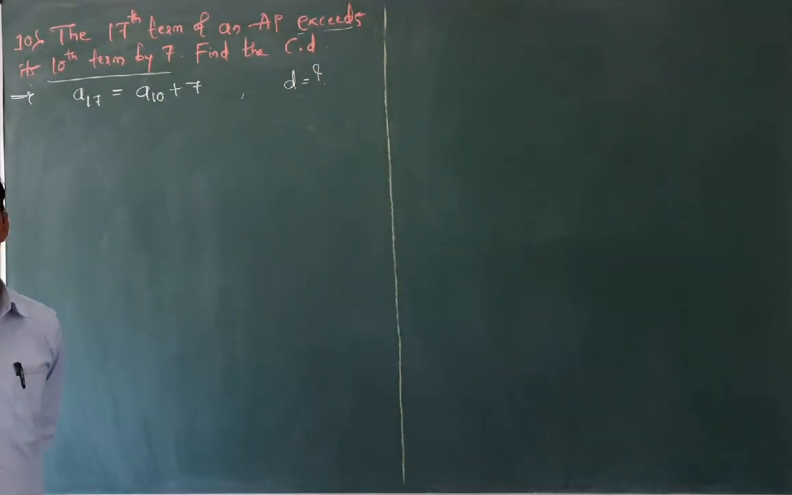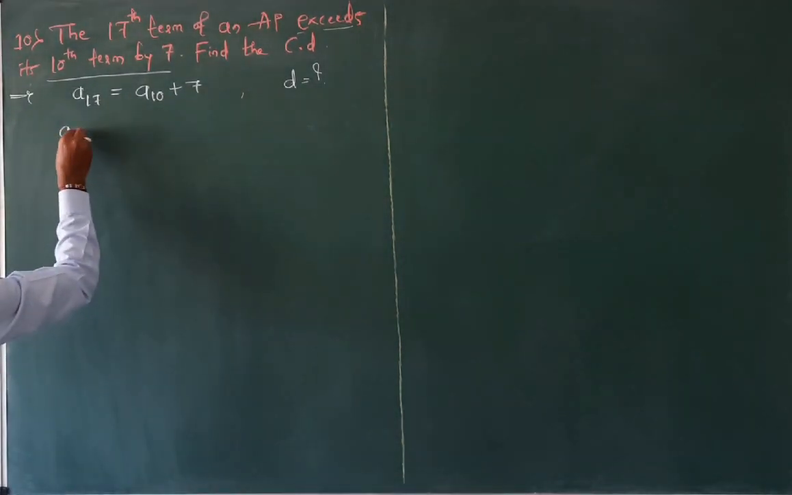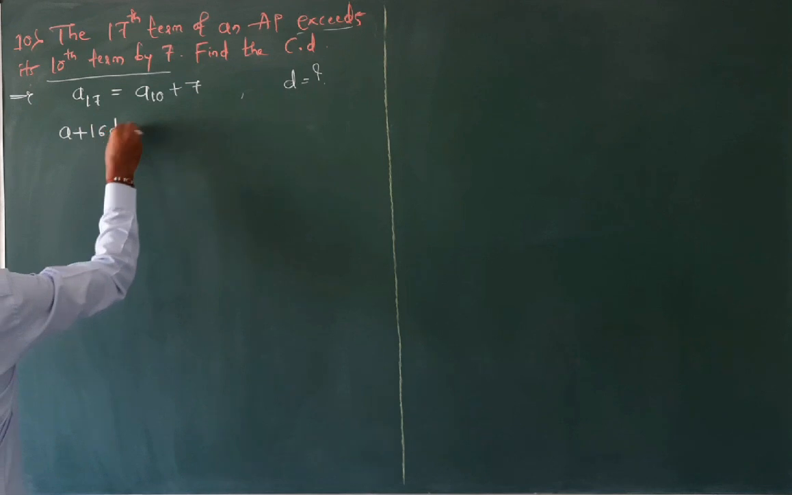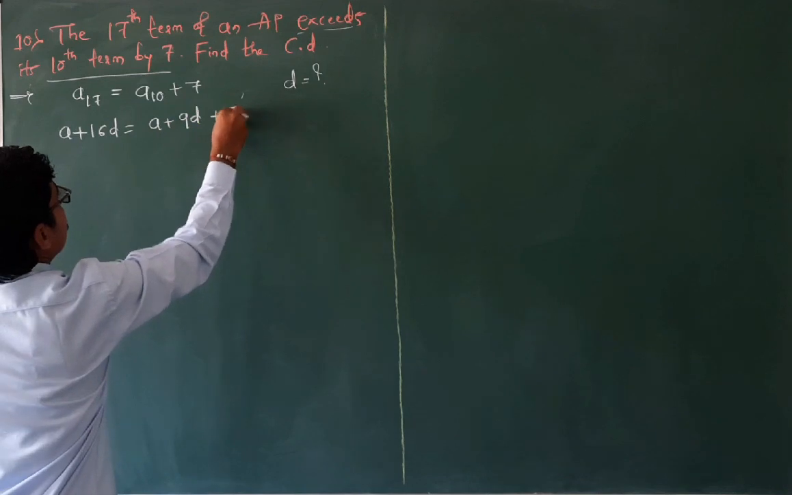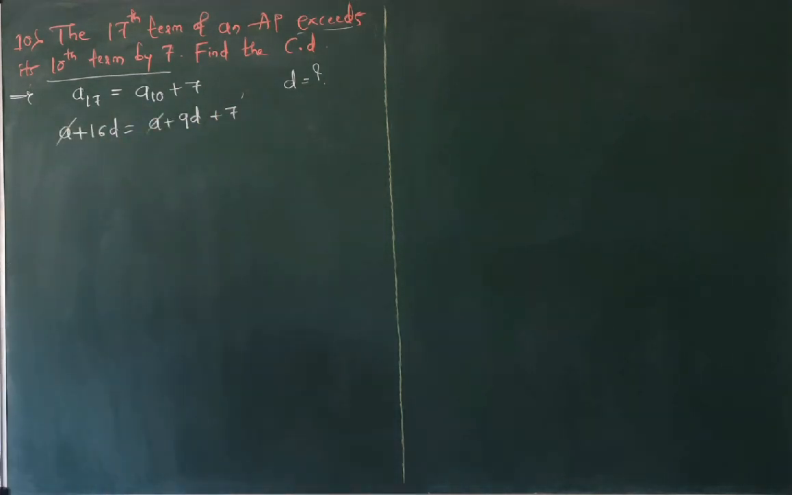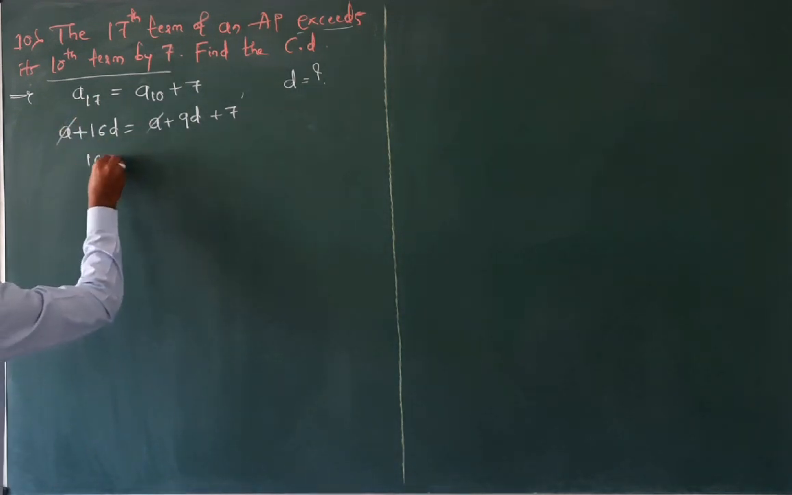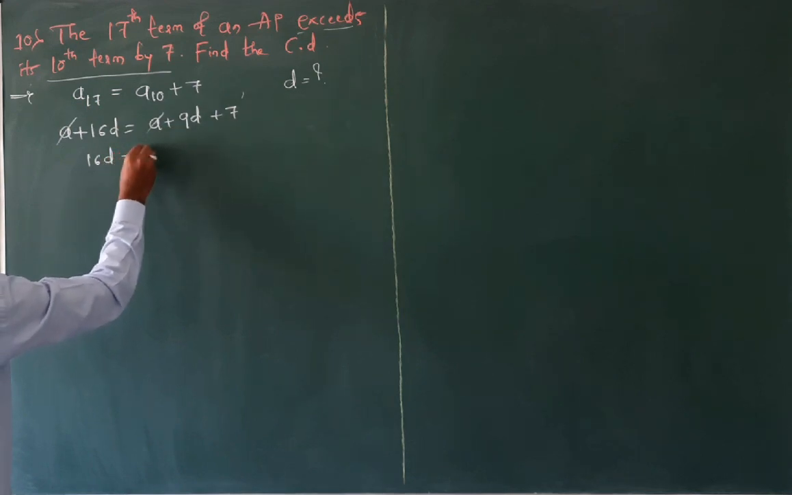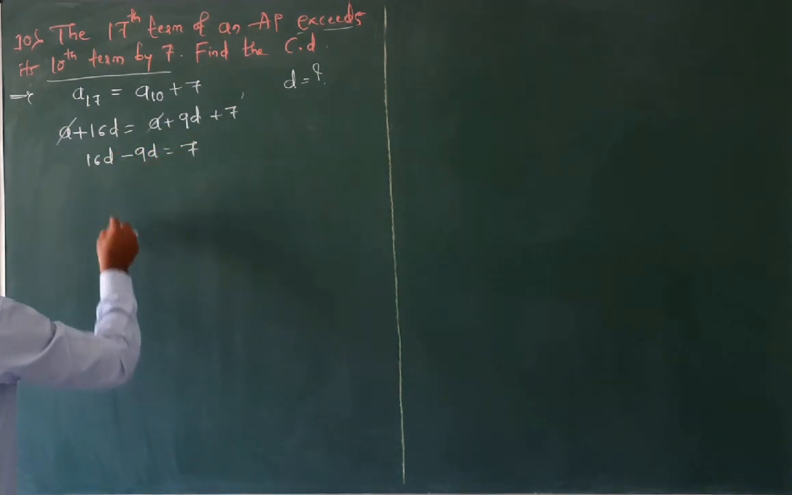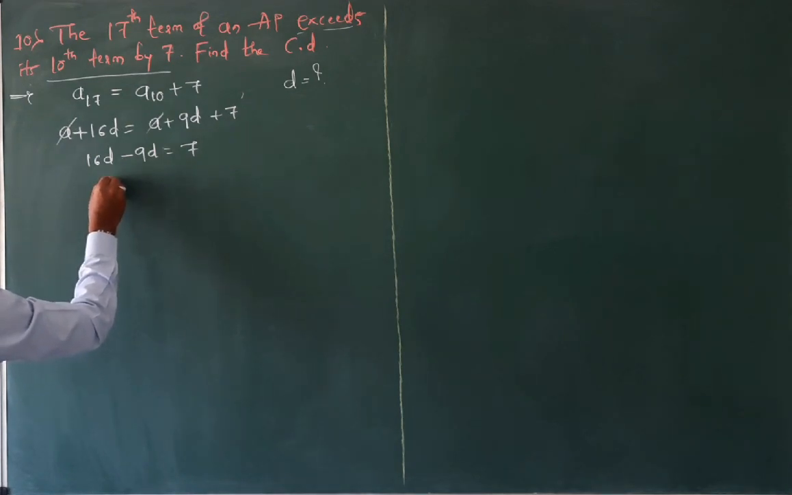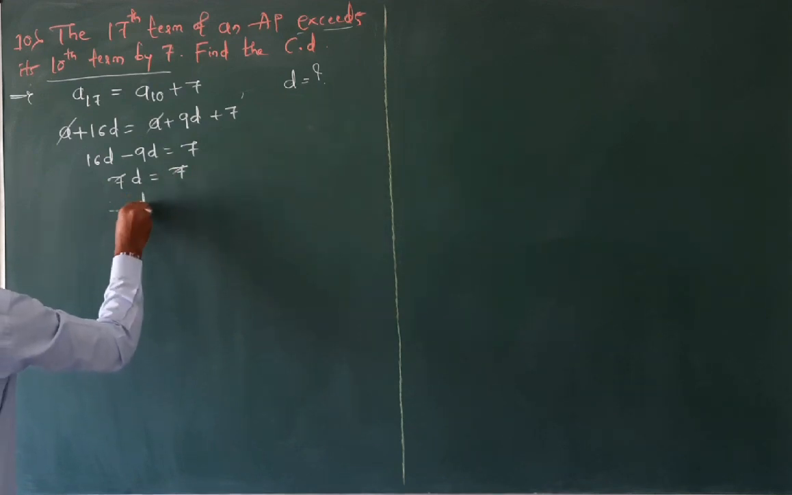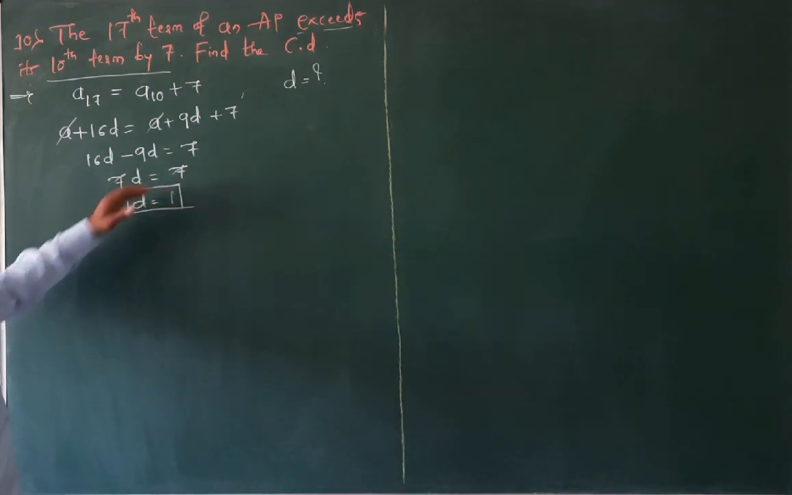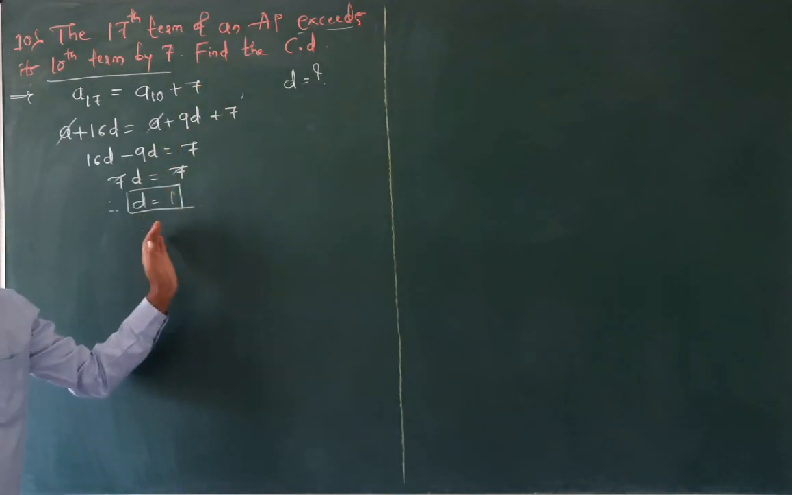a17 can be written as a plus 16d. That is a plus 16d is equal to a10, which can be written as a plus 9d plus 7. So here this a gets cancelled because it becomes negative, so plus and minus get cancelled. So here 16d, plus 9d comes to this side, minus 9d is equal to 7. 16d minus 9d, you will get 7d is equal to 7. So 7 gets cancelled. Therefore d is equal to 1. So the common difference is 1.